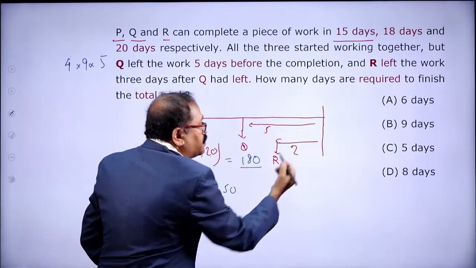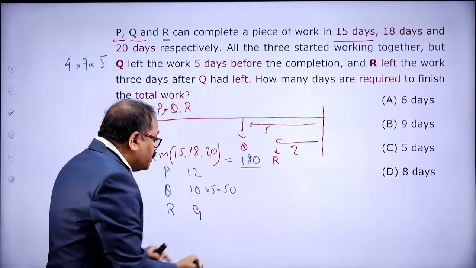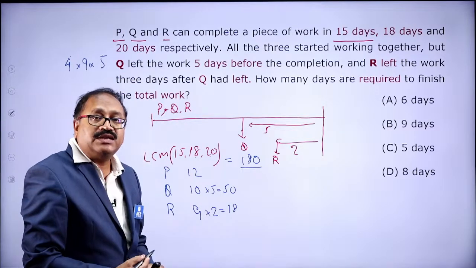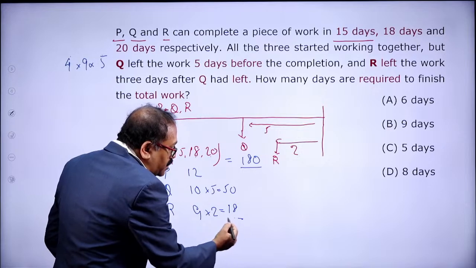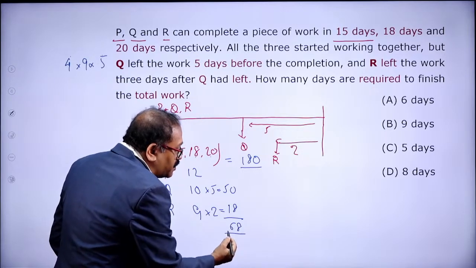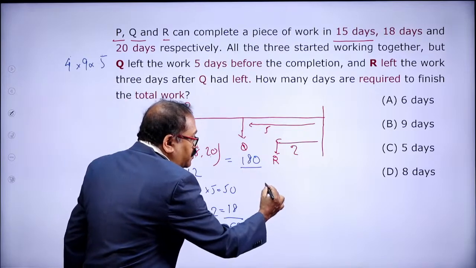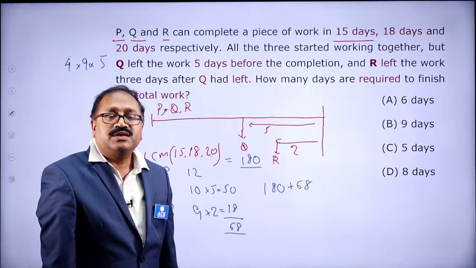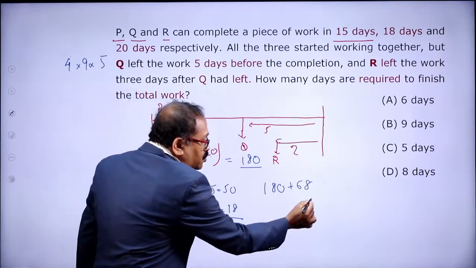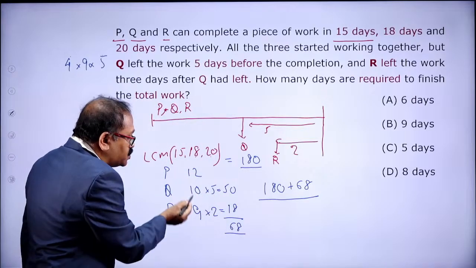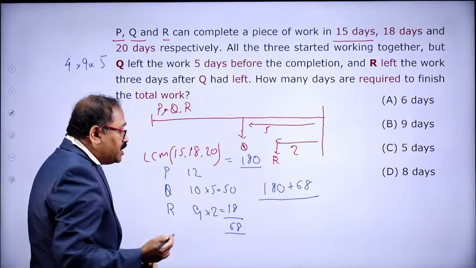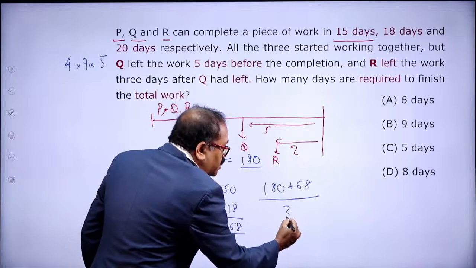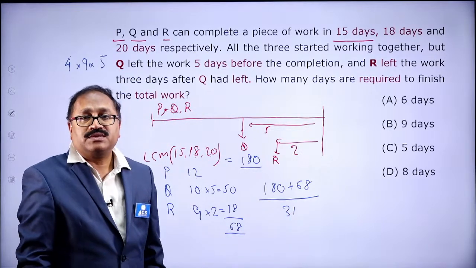And then R left 2 days before completion of the work. And R completes 9 units per day. So in 2 days, 18 units, he left 18 units. The total number of units these people have left is 68 units. So my total work will now increase from 180 to 180 plus 68. That's my total number of units now. And this should be divided by all these 3 people's total number of units per day. That is 12 plus 10 is 22 and 22 plus 9 is 31. So when I divide this, I get the total number of days.